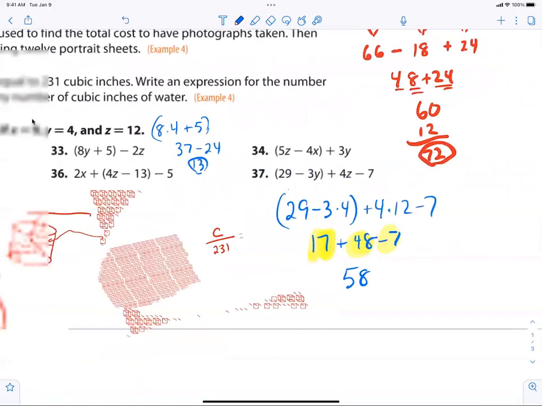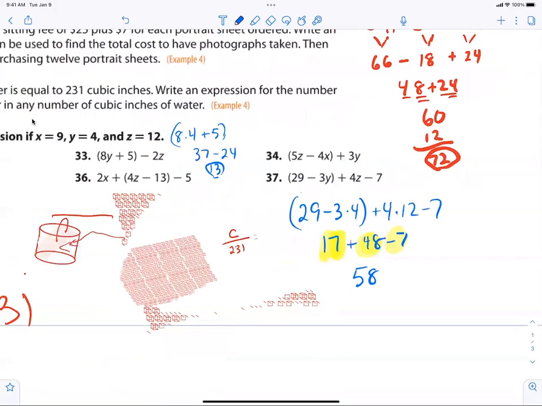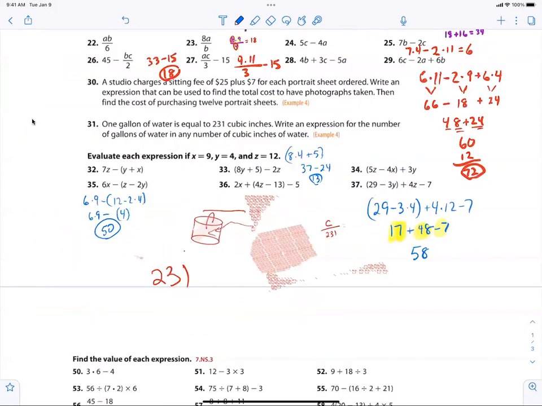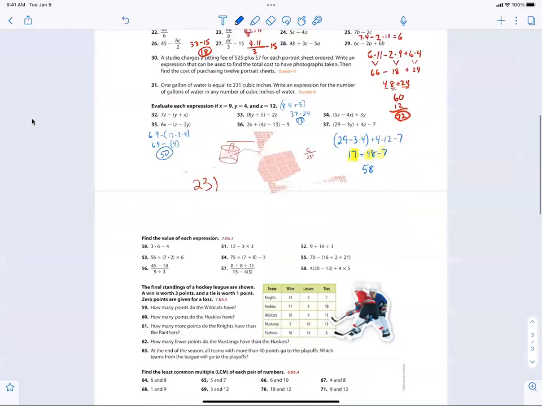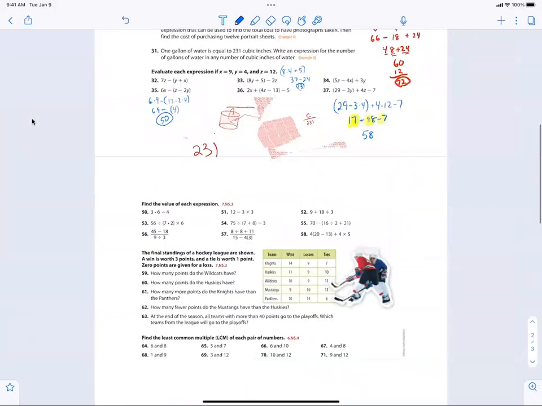Somebody tell me what time the bell rings because I don't want to keep you past lunch. All right, 12:11. We got 4 minutes. That's beautiful. Okay, guys, we got 4 minutes and I'm happy. So guess what? We are done. Put that in your notebook.